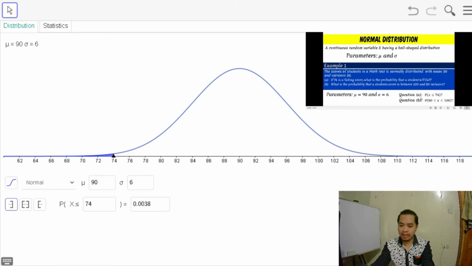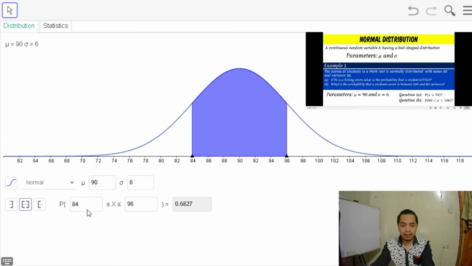Second question, what is the probability that it is between 100 and 80? So we have the same values for our parameters, except that we have to change what we are computing for. It's between two numbers. We click this middle button here because it's an interval, and then we change. X should be less than or equal to 100 as was mentioned in the problem, and it should be greater than or equal to 80. And we see the corresponding area here. The area here is equal to 0.9044.